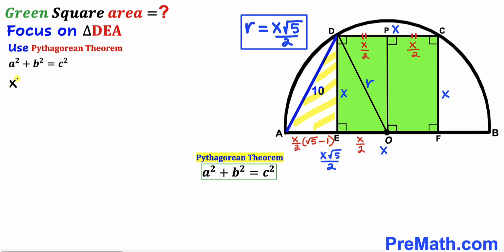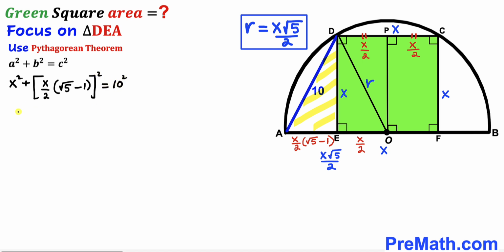So we've got x square plus x divided by 2 times square root of 5 minus 1, whole square, is going to be equal to 10 square. Now let's simplify further. We can write x square plus this whole thing as x square divided by 4 times square root of 5 minus 1, whole square, equals 100.